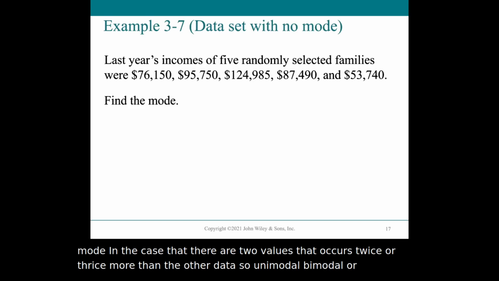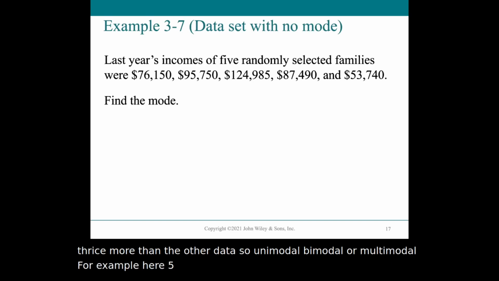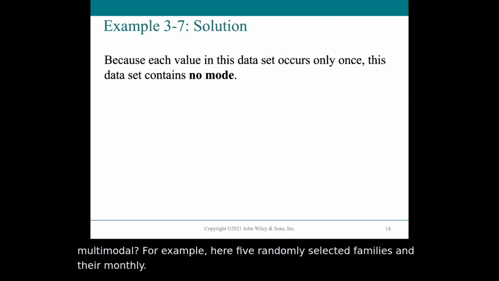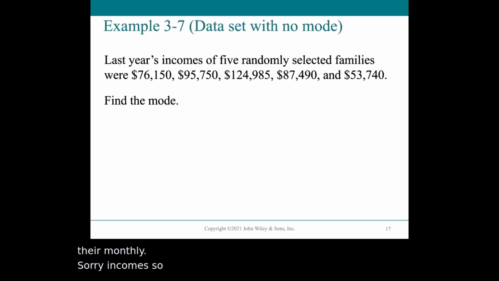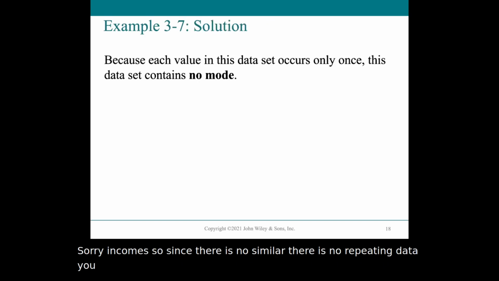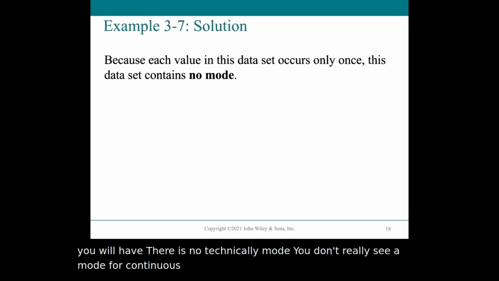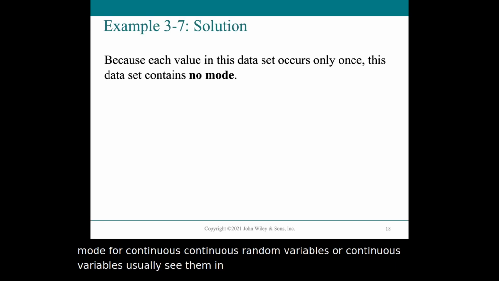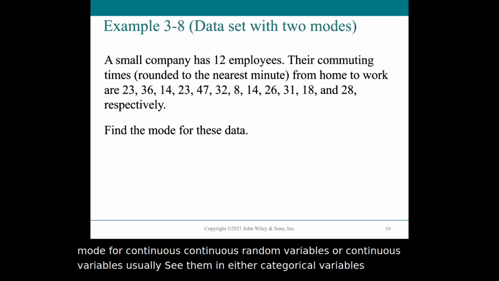So example here, 5 randomly selected families and their monthly incomes. Since there is no repeating data, there is technically no mode. You don't really see a mode for continuous random variables. Usually you see them in either categorical variables or in qualitative variables.